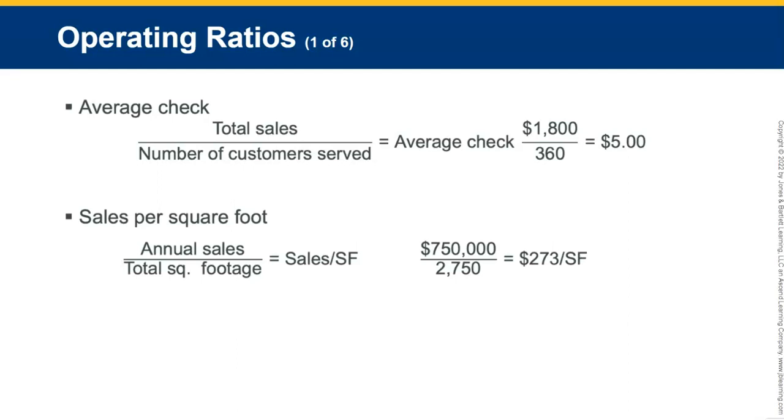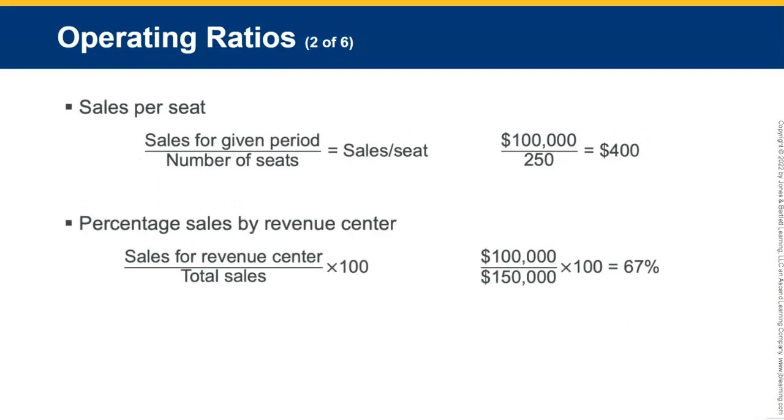We could also do sales per square foot, and the formula is annual sales divided by total square footage of the building. And that gives us our sales per square foot. So if our annual sales is $750,000 and the total square footage of the building is 2,750, that means that our sales per square foot is $273.